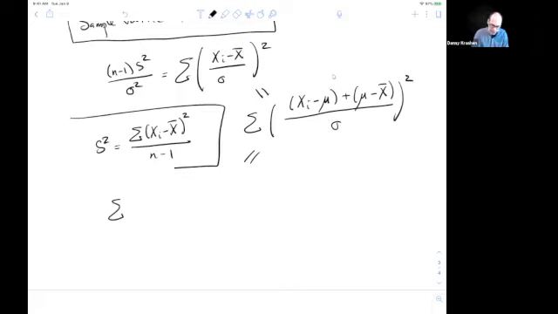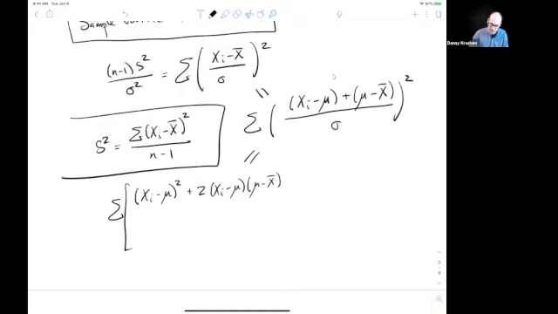This is kind of off to the side here. I get the summation of (xi minus mu) squared. I get the cross terms, which is 2, so all this is inside the sum: 2 times (xi minus mu) times (mu minus x bar). And then I get plus (mu minus x bar) squared. All that's divided by sigma.